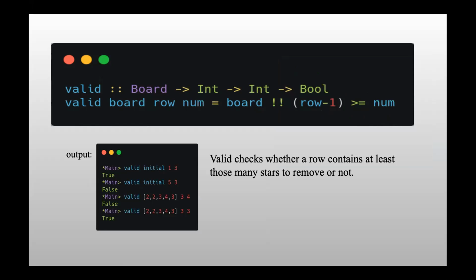Here you can see board exclamation marks, which is nothing but it will give you the number which is present in a particular index. As our rows are starting from one, but our indexes start from 0, so we're using row minus 1 here. And once it outputs the number of stars present in it, it will check with the number which we gave as an input, and then it will say whether it is a valid number or not.